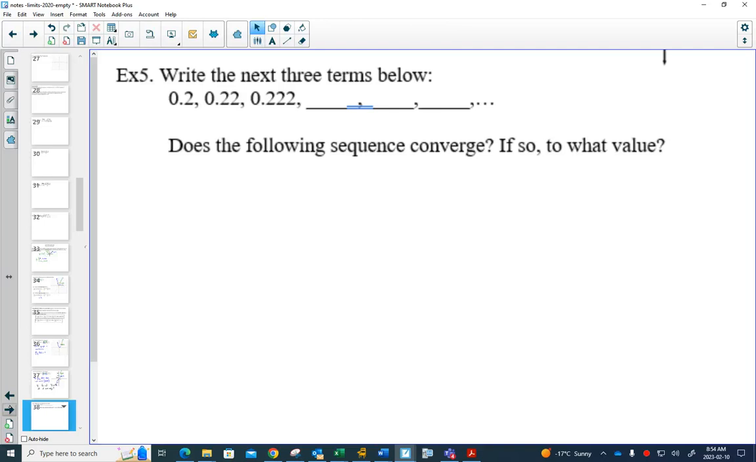Other ways of looking at limits. Here's a pattern. Can you fill in the next 3 blanks of the pattern? It's not supposed to be crazy. Okay? How'd you do? Did you get that the next one was 0.2222, and then 0.22222, and then 0.2222222?